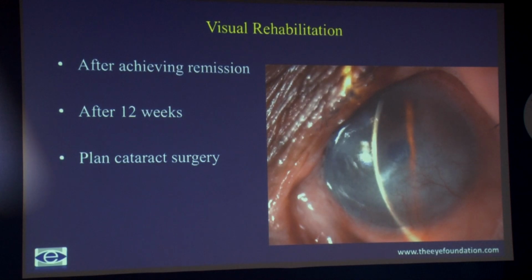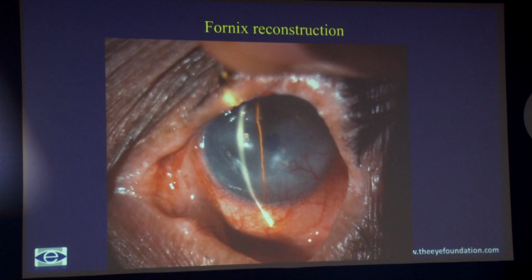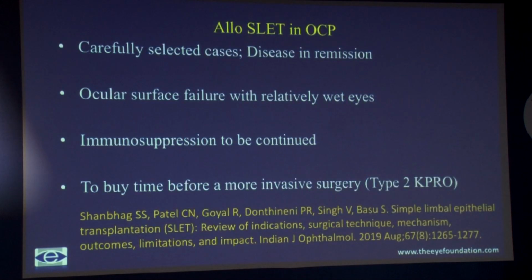You might not be able to put in a speculum. Using traction sutures, all other techniques would be required. And you could also do a fornix reconstruction to fit them with scleral contact lenses, either with mucous membrane grafts or conjunctival autografts, once you have achieved complete remission and the disease is under control.